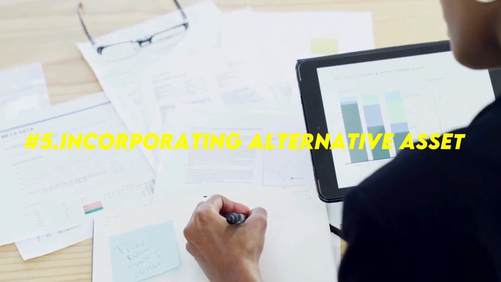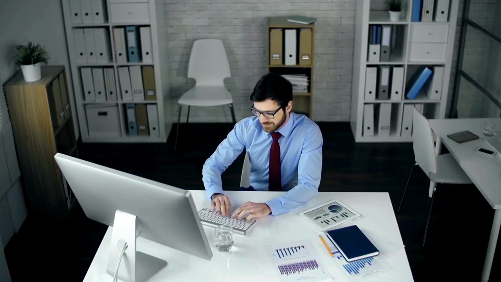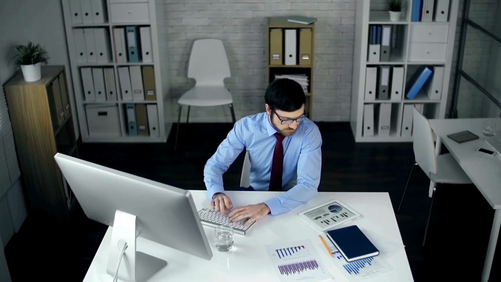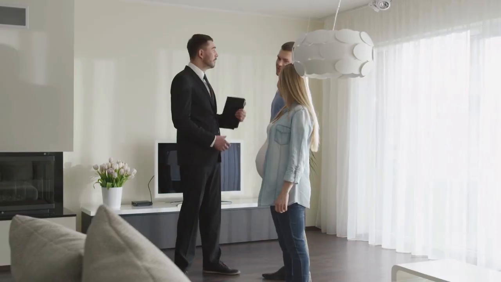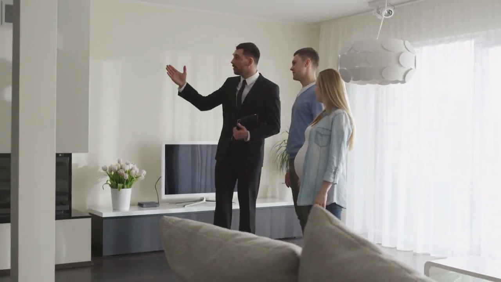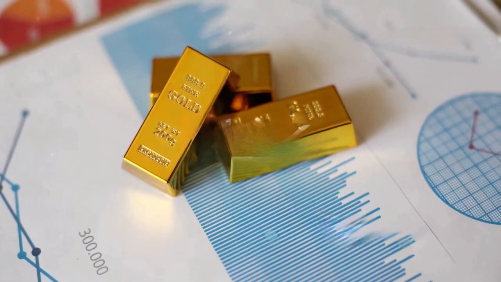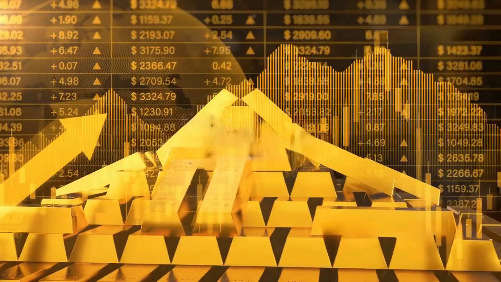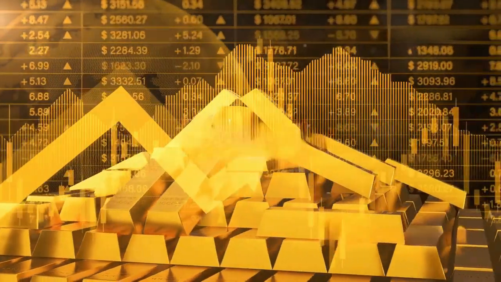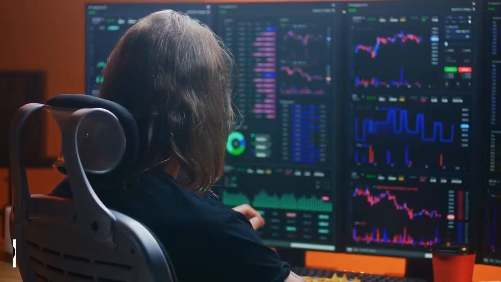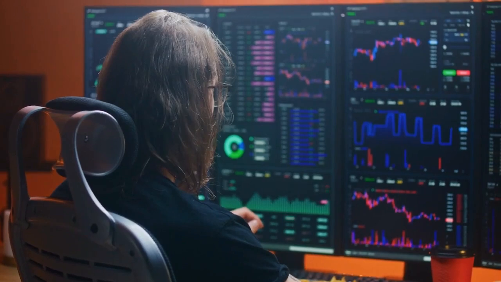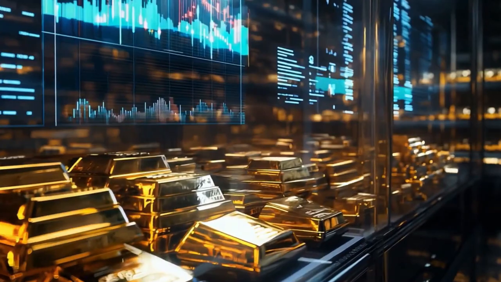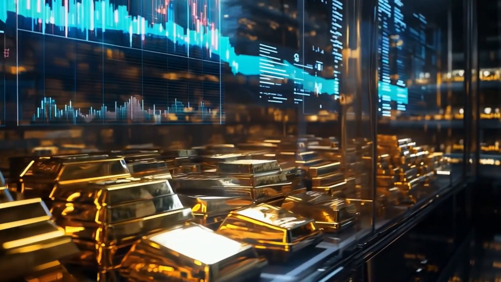Incorporating alternative assets. Incorporating alternative assets into your portfolio can be a smart move during volatile times. Alternative investments, such as real estate, commodities like gold, and private equity, are often less correlated to traditional stock markets. For instance, gold has long been considered a safe haven during economic downturns. In 2020, while global stock markets were plunging due to the pandemic, gold prices soared as investors sought stability.